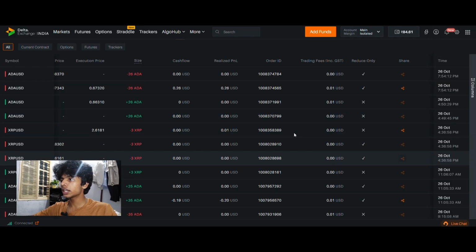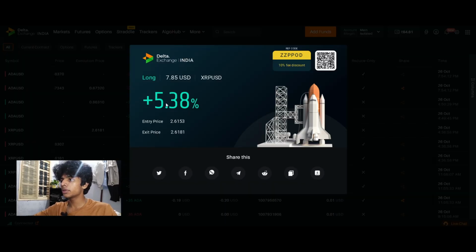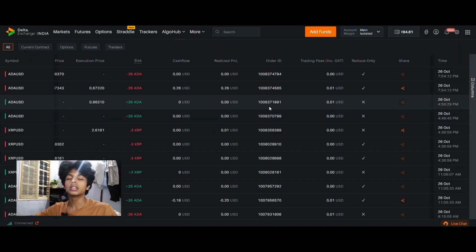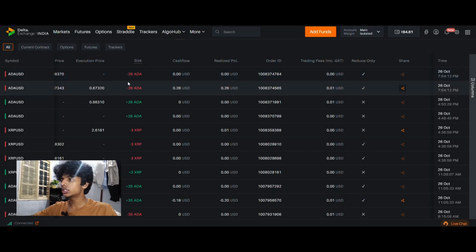And then the next trade we took was an XRP USD trade, which was basically a break-even trade. If you can see here, we made a 0.01 realized PNL, which is equivalent to the fee I paid. So that's a break-even trade for me. And if you see, we made a 5% income on this. That was a 0.01 USD. And the third trade we took today was this ADA USD trade, which we got out at a 0.26 profit. And this is the shared PNL of this.